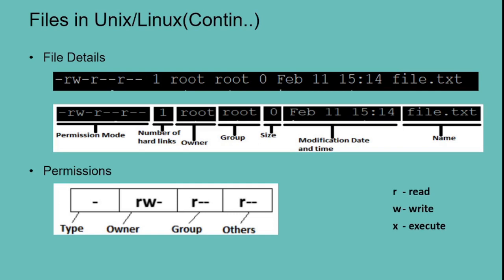And now, what are r, w, dash and x? These are permission identifiers. r stands for read permission, w stands for write permission, x stands for execute permission.